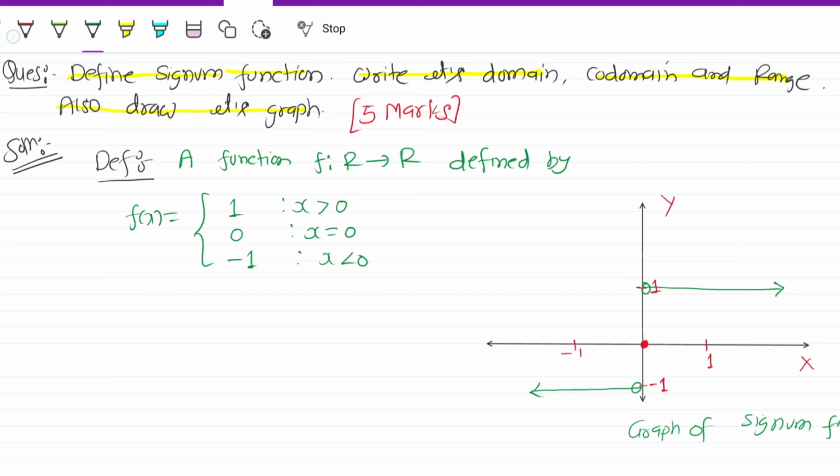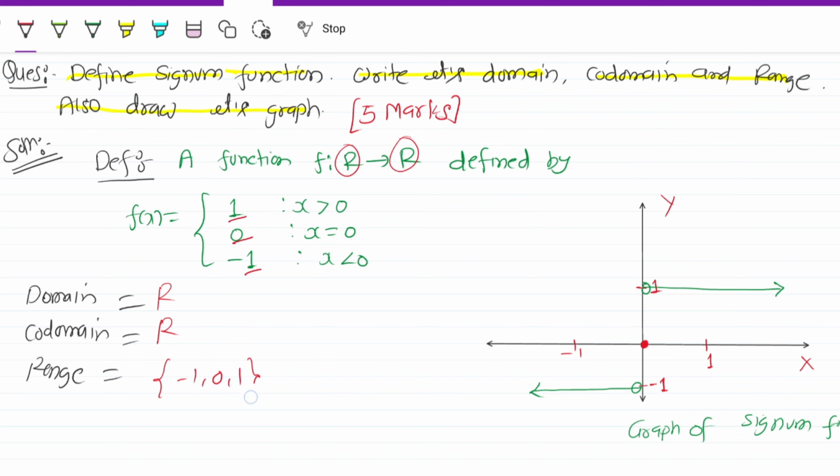Now what is the domain, the codomain and the range of this function? I told you, in the function definition only the domain and codomain are defined. The first set is the domain, the second set is the codomain. So the domain is R, the codomain is R. What is the range? Range is the set of output values. We are getting only 3 outputs: either +1, 0 or -1. So the range will be {-1, 0, +1}. That's it. So these are very important and almost fixed questions.